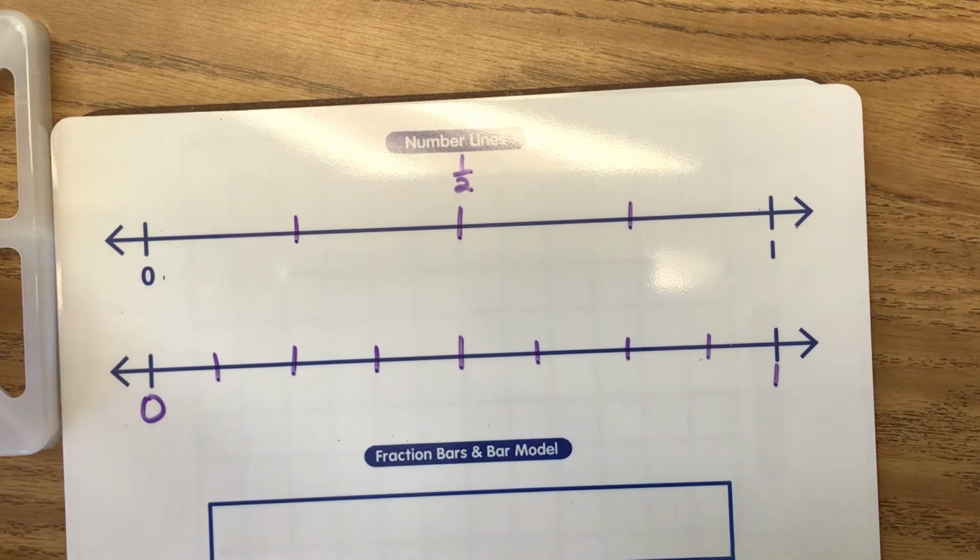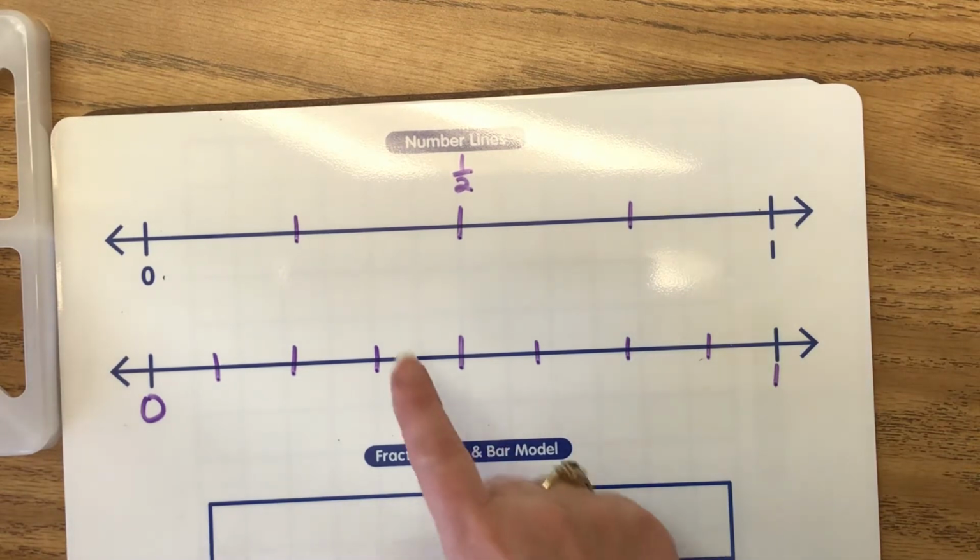Hello again, fourth grade. Now we are going to talk about equivalent fractions. Equivalent fractions are fractions that are the same amount. We can show equivalent fractions on number lines, or we can use fraction strips, or we can use pictures. I'm going to start with number lines.